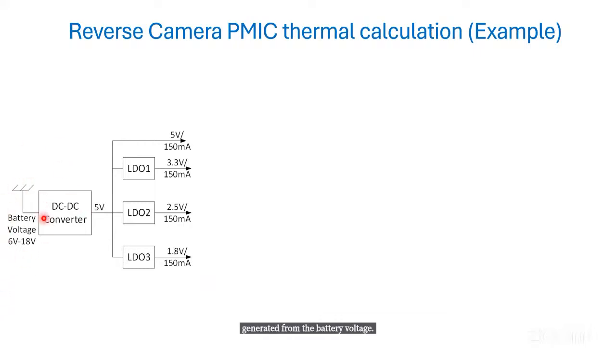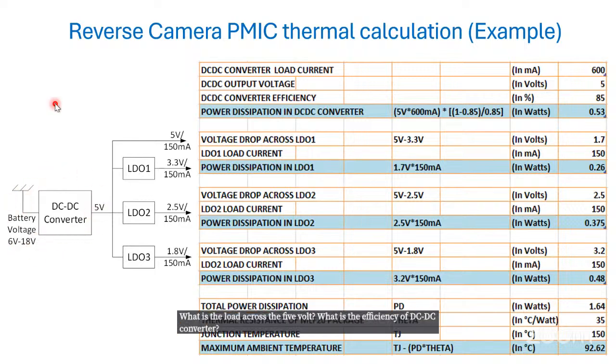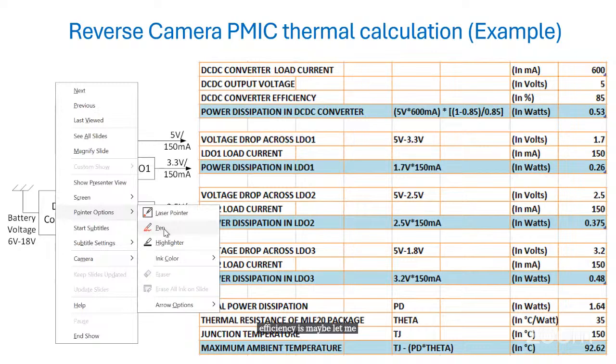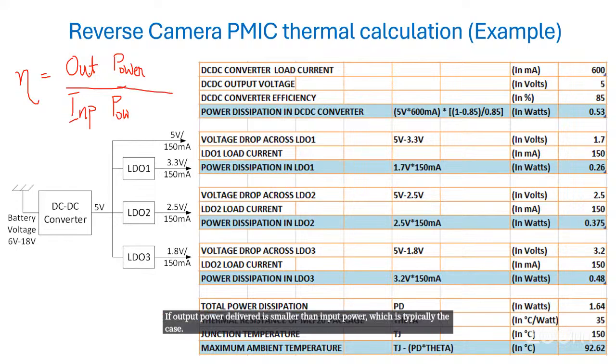So now you can see that this can be represented as a math problem. If you look at a small bit of math, what is the load across the 5 volt transistor? What is the efficiency of the DC-DC converter? Efficiency of any system is output power divided by input power. If both are the same, then it's 100% efficient. But if output power delivered is smaller than input power, which is typically the case, then the difference between input power and output power is the loss.